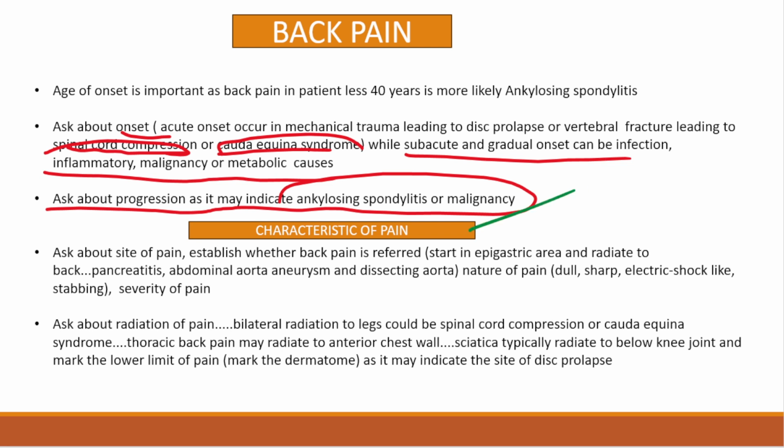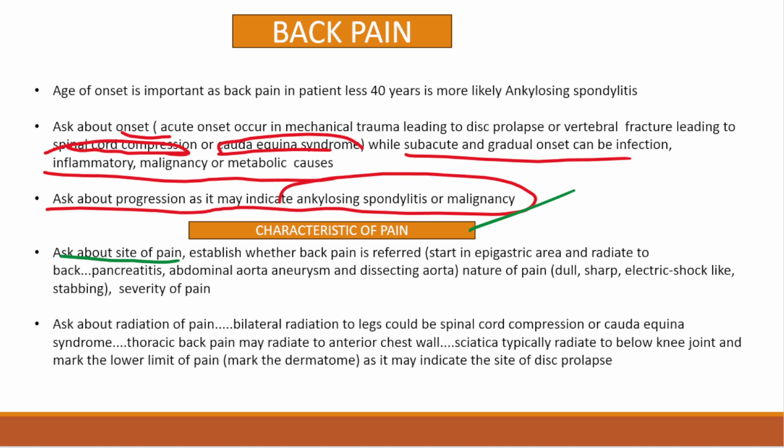So we'll ask about the site of the pain. If the pain is in the lumbar region, we'll ask about radiation to the lower limb, and if the pain is in the thoracic region, we will ask about radiation to the anterior chest. So the site of the pain is very important, and then the radiation.